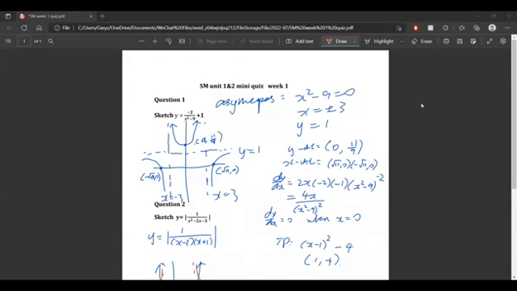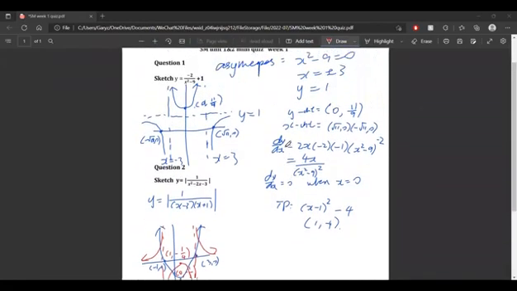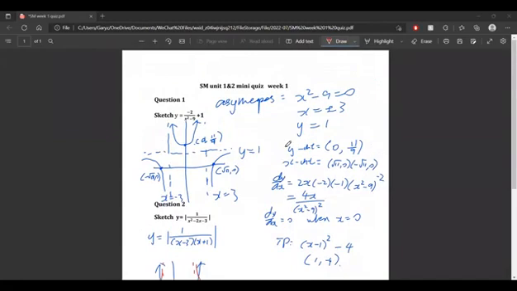I'm back with the worksheets for this week. We'll be looking at the Specialist Math Unit 1 and 2 worksheet for week 1, term 3. Let's start. It's basically section 2, reciprocal graphs.